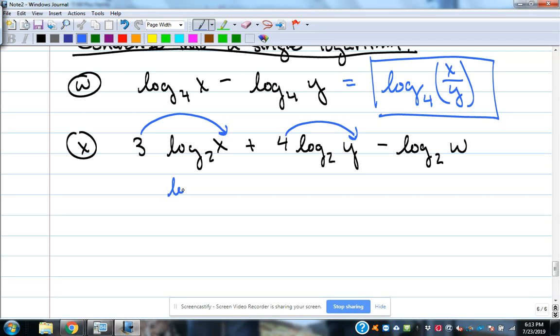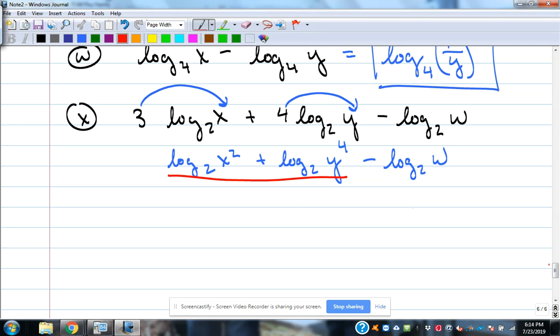And so that's going to be log base 2 of x squared plus log base 2 of y to the 4th minus log base 2 of w. So I'm just doing this one step at a time here so we can see where every piece comes from. Then I look left to right and see if I can simplify some stuff. So I've got an addition problem right here, which tells me that those 2 pieces do what together? They multiply.